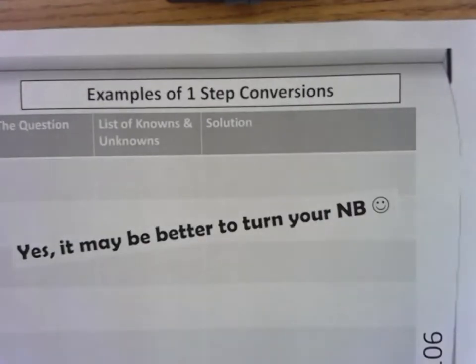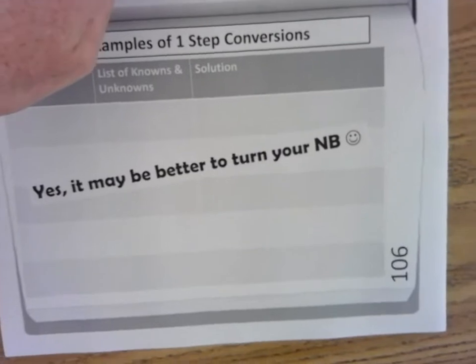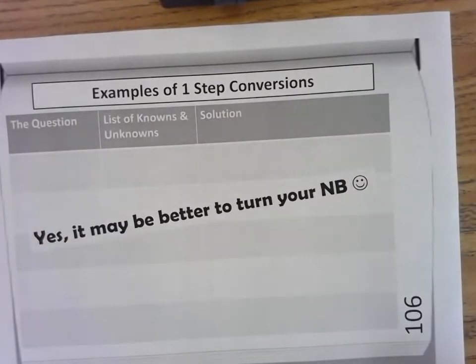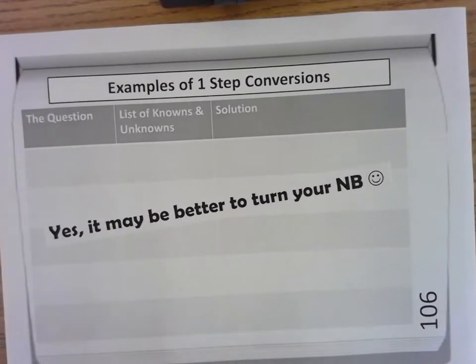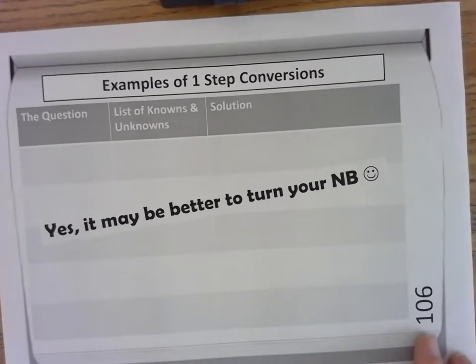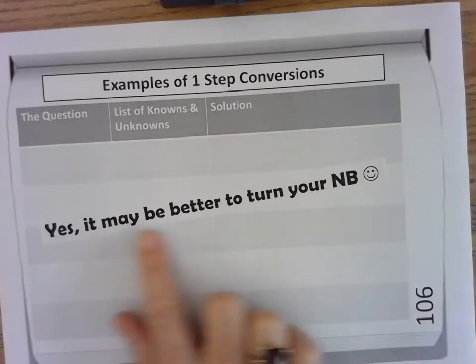Alright, this is how I'd like you to do this. These are one-step examples for conversions, which is a me term. It means that you're just literally going to have one conversion factor. It'll become clear as we go. I'd like this on your notebook page 106. Yes, it might be better to turn your notebook.